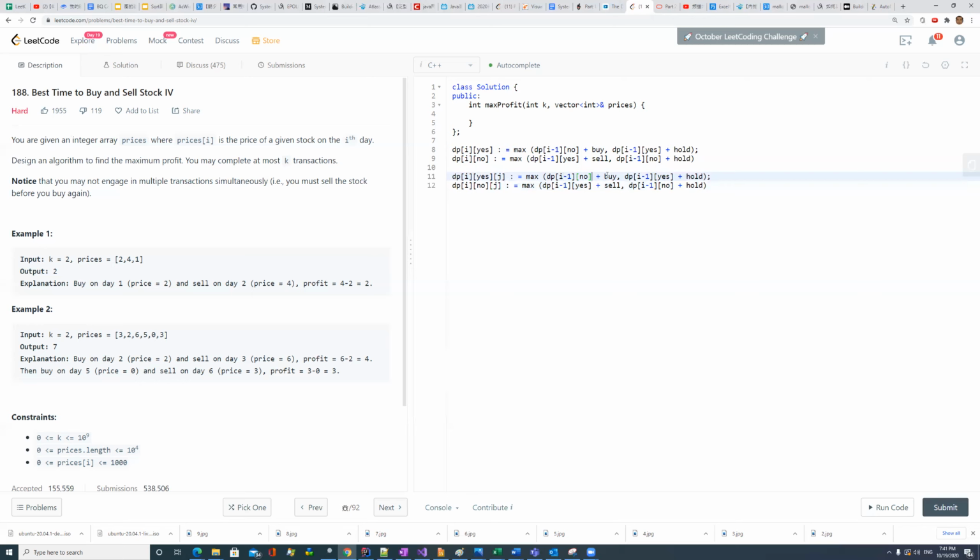Right now for hold, the buy transaction uses J plus 1 transaction, and also J for no transaction, not doing any transaction. Second, when I hold with J and sell it, it is also a transaction, and this one counts as a transaction.